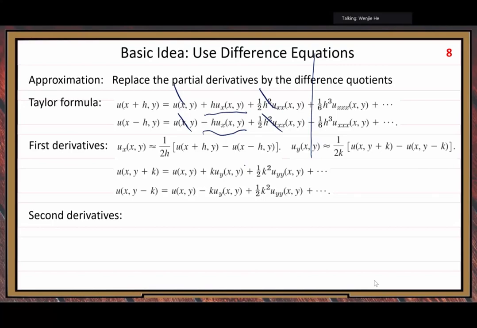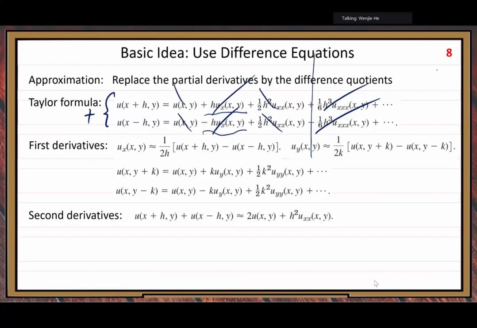Next, we need to do second partial derivatives. This time, we add up these two, and the other terms cancel out. So we only keep the even terms: 2 times u, 2 times u, and h squared, 1/2, 1/2. So h squared.